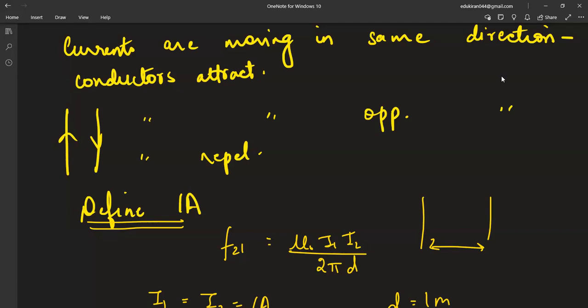Ma'am, in this concept, derivation is also important. Yes, this derivation is important, and this question is also important. This question you will find in your books also: define 1 ampere in terms of the force per unit length formula between two parallel conductors. So this also comes. That's why I've made it separately. And this derivation is also there, because the magnetic field of the first wire is used. So it's a different thing. Otherwise, students place B2, but you have B1. That's why this becomes important.